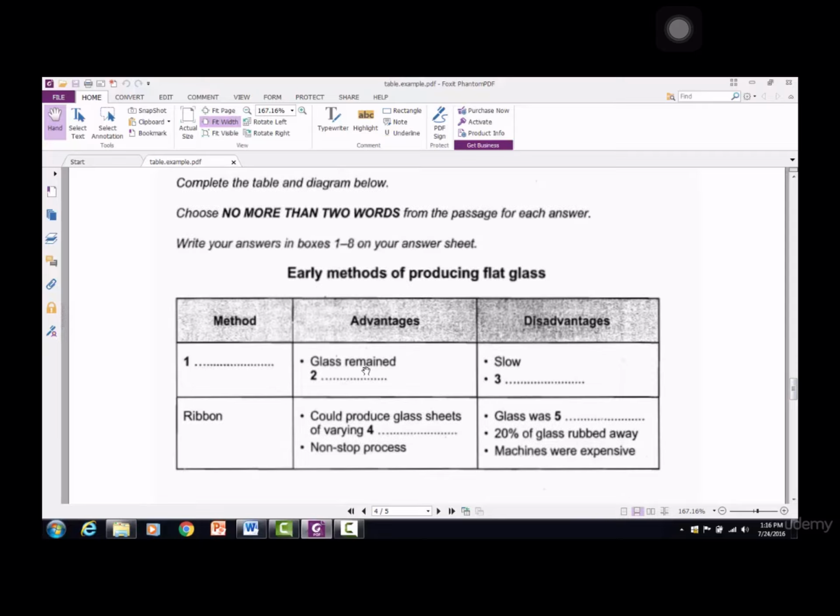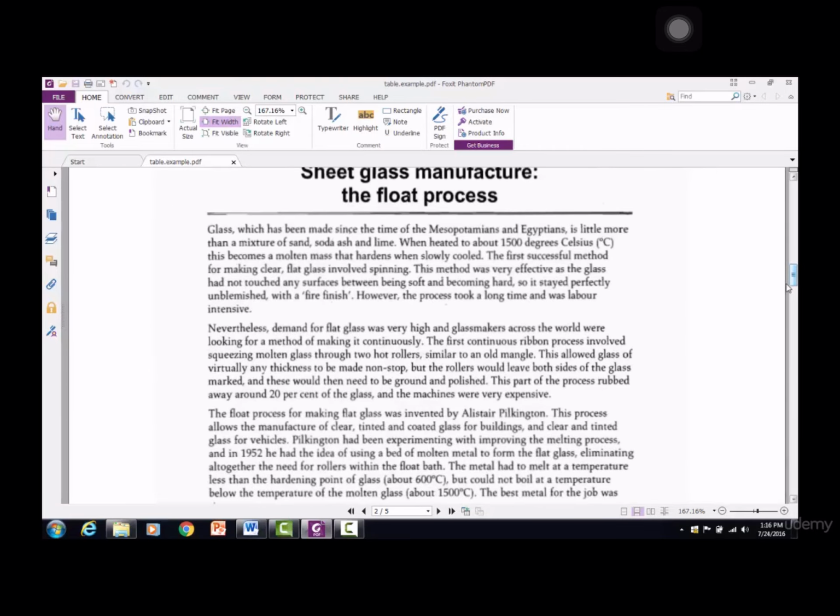Because the word remained. The word remained right here. You see. Remember, I told you with fill the blank questions, pay attention to the word before the blank line. When we're looking for number 2, we're looking for a word that means the same as remained. Because if we could find the word that means the same as remained, we'll know what the answer is for number 2. So right here in the paragraph, we see the word stayed. Right? Stayed is a synonym for remain. Right? So stayed, perfectly unblemished. Remained, perfectly unblemished. So our answer is unblemished.